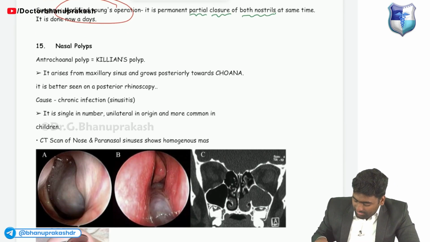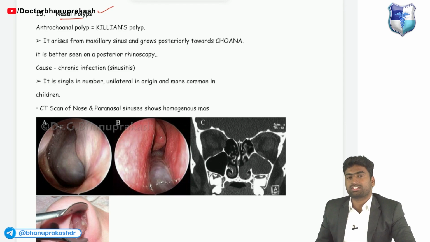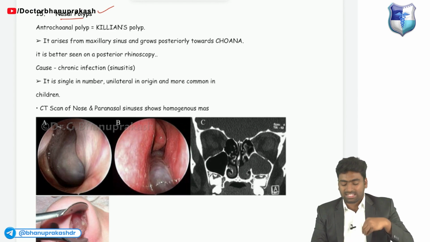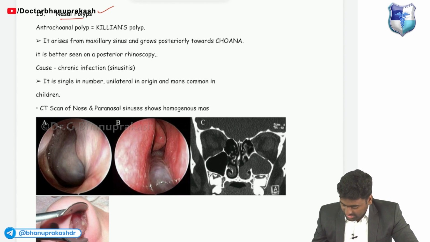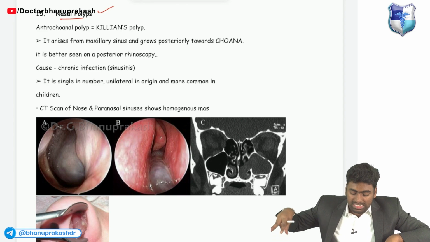Fine. Then we'll move on to the next part, which is nasal polyps. There is a patient complaining of nasal fullness, and mostly these are allergic patients who have nasal fullness. On examination, there are two types of polyps: one is known as the antrochoanal polyp, and another is known as the ethmoidal polyp.